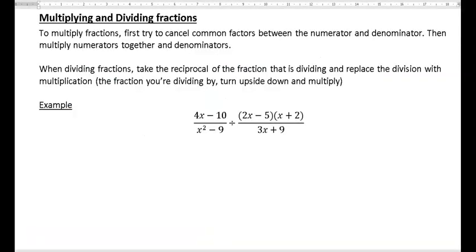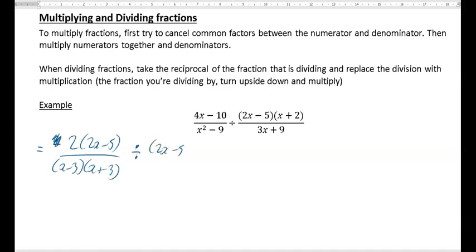Okay, I'm going to look at an example here of multiplying and dividing fractions. The first thing I would do in a question like this, I'll just write it out again, is try and factorize where possible. So I'm going to write that as, first mistake, 2 upon 2x minus 5. And this bottom line factorizes as it's a difference of two squares, so it's x minus 3 upon x plus 3. Now it's still dividing by 2x minus 5, x plus 2, all over, and a 3 could come out here, leaving you x plus 3.